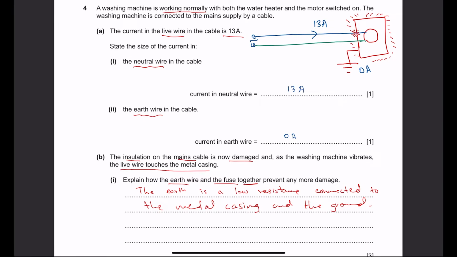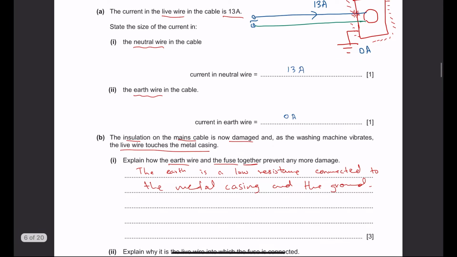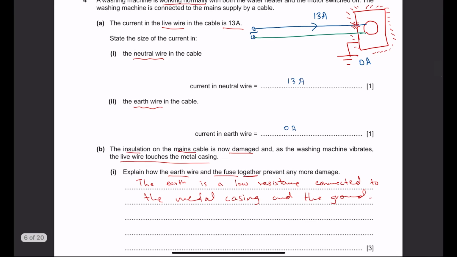Now what happens is that the current will travel from the neutral wire to the metal casing and through the earth wire into the ground. And since the earth wire is a low resistance wire, this current will be brief and large. The current will now be large. All right.